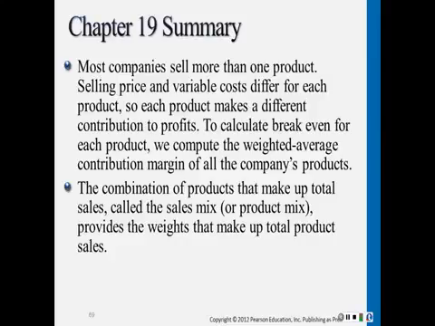Most companies sell more than one product. Selling price and variable costs differ for each product, so each product makes a different contribution margin to profits. To calculate break-even for each product, we compute the weighted average contribution margin of all the company's products. The combination of products that make up total sales, called the sales mix or product mix, provides the weights that make up total product sales.